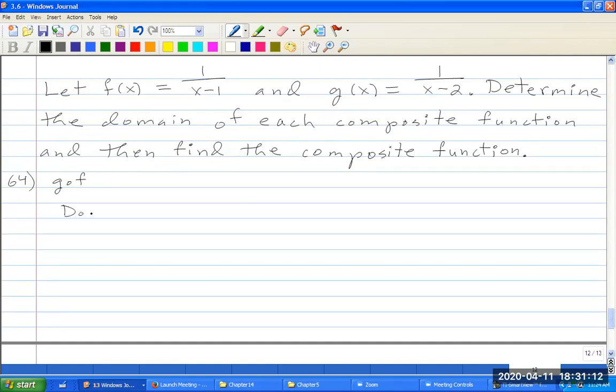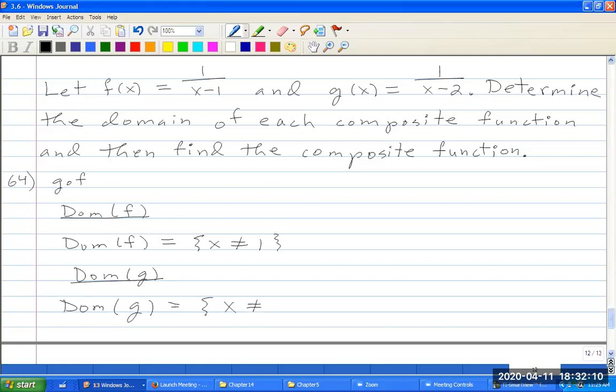So let's find the domain of f. Well, I don't want to divide by 0, so it's the set of all x's not equal to 1. Let's find the domain of g. Well, again, it's 1 over x minus 2. So again, I don't want to divide by 0. So setting x minus 2 to 0, I get x equal 2. So it's the set of all x's not equal to 2.